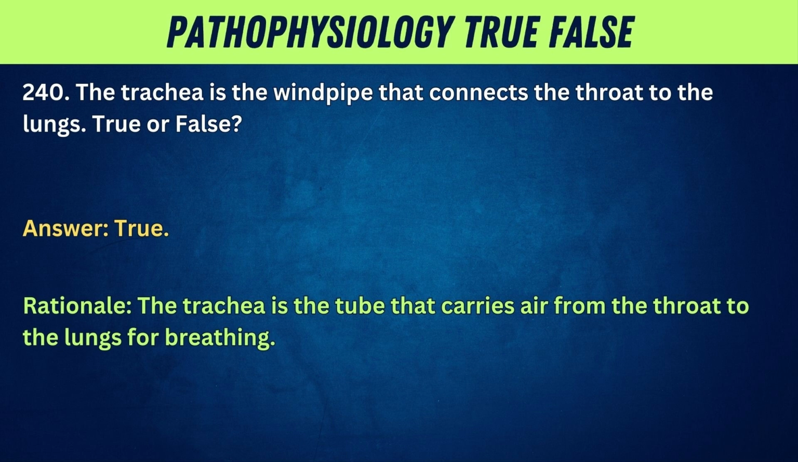240. The trachea is the windpipe that connects the throat to the lungs. True or false? Answer: true. Rationale: the trachea is the tube that carries air from the throat to the lungs for breathing.